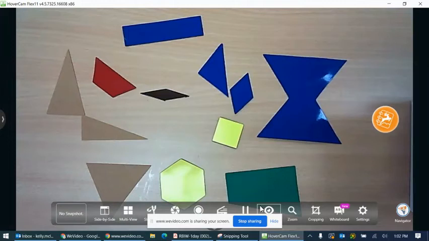Girls, this is Mrs. McLean, Math Minutes with Mrs. McLean, and today we're going to be talking about different shapes and their attributes. And an attribute is just how you would describe their shapes.